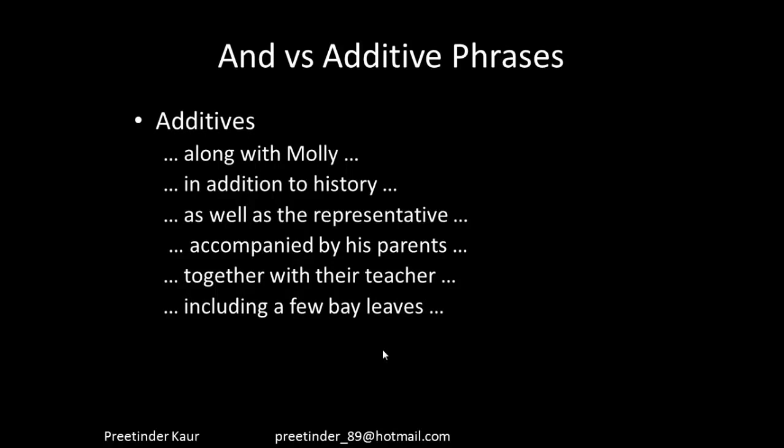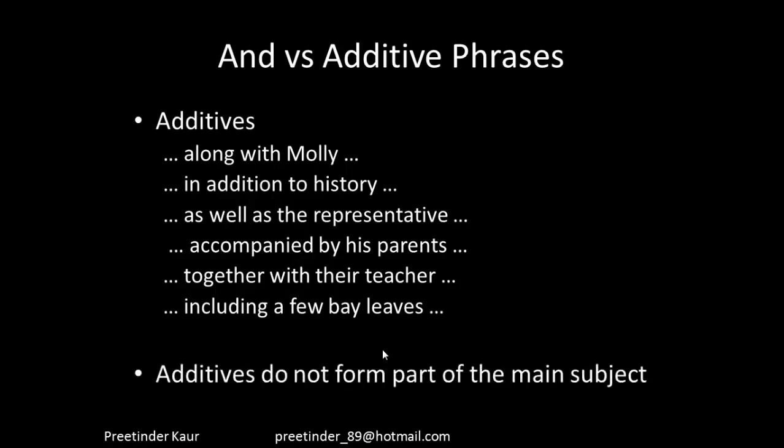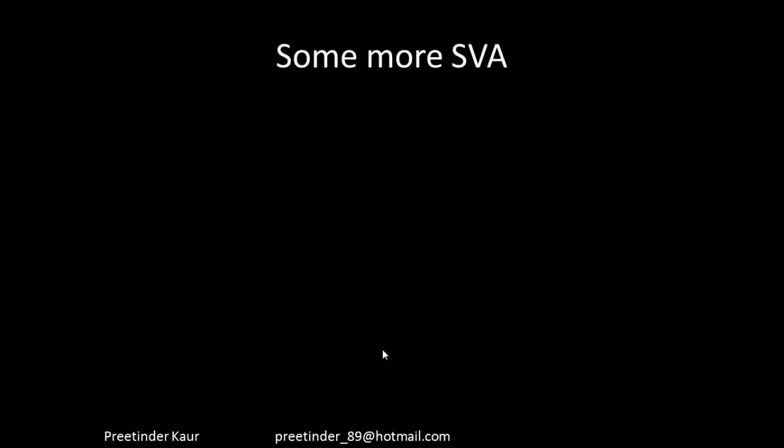Let's move to the next rule, which is additives do not form part of the main subject. So this is a summary of this. Now some more subject-verb agreement errors we'll be talking about. Either and or. What to do in this case? You have either A or B. So you've got two subjects. Now in this case, you always consider the subject which is nearer to the verb.